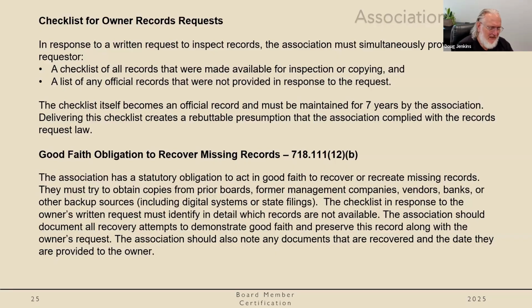As any documents are made available subsequently, because they are recovered or recreated, the date they were made available should also be included. So you're going to create an initial checklist. It's got things missing. You're going to create a document that says, here's what we did to try to recreate or recover. And then a document that says we weren't able to get any, or we were. The subsequent records were provided at this particular date.